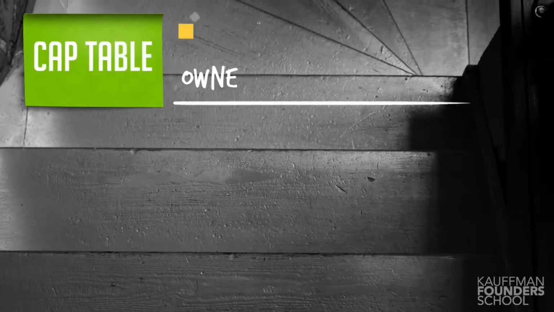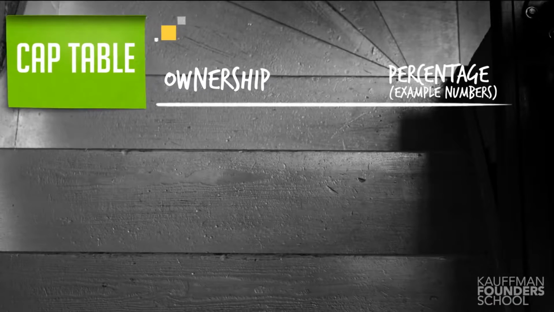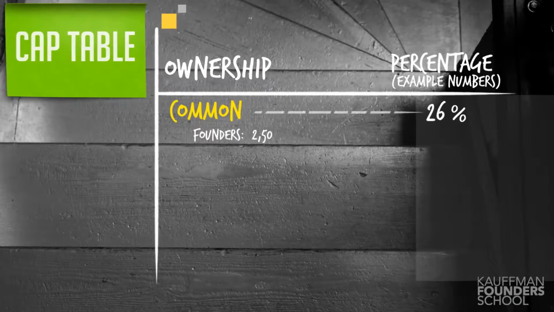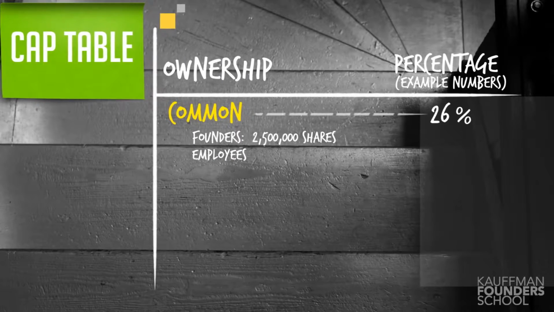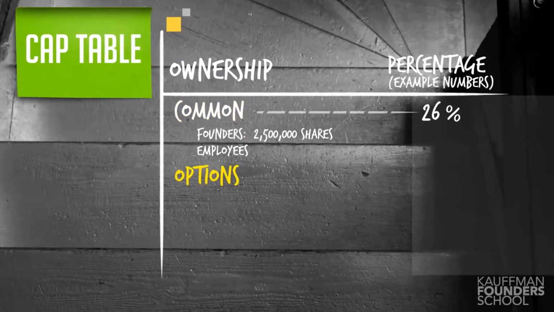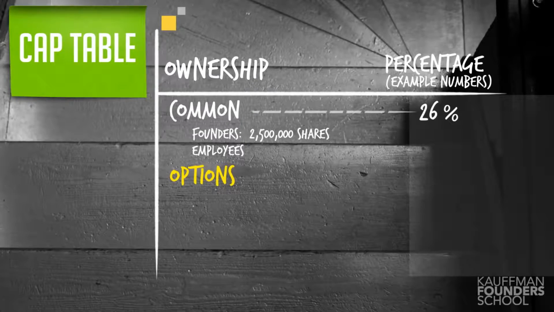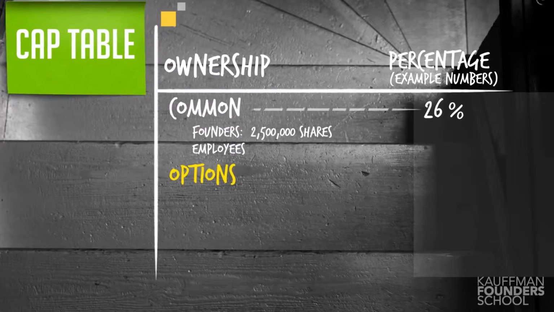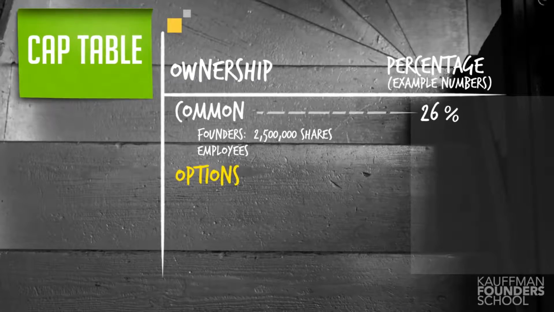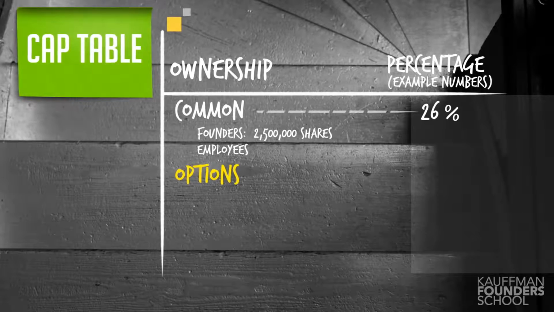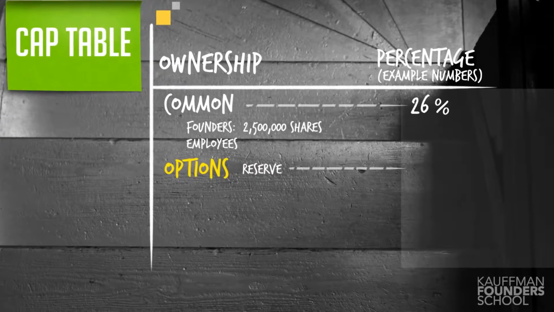Inside your cap table, you're going to have the people who own common stock. Generally, that's the founders. It may also include some employees and maybe even some advisors who might have common stock. It will also show stock options. Those are options that are going to be granted, or have been granted, generally to employees, who will in the future become owners of your company. But they're not generally issued yet, so there's a reserve for stock options.